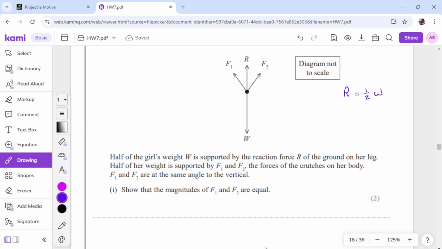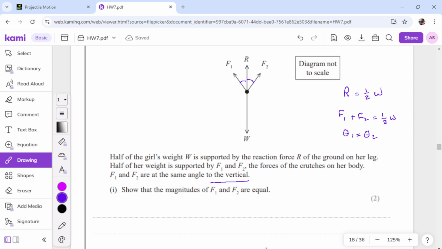Okay, the reaction force R of the ground on her leg. Half of her weight is supported by F1 and F2. So it means F1 plus F2 is the rest, half weight also. The forces of the crutches on her body, F1, F2 are at the same angle with the vertical, so this angle equals this angle. So angle theta 1 equals theta 2.